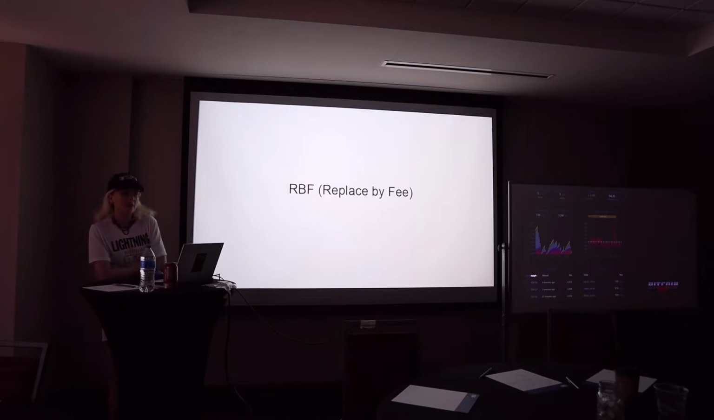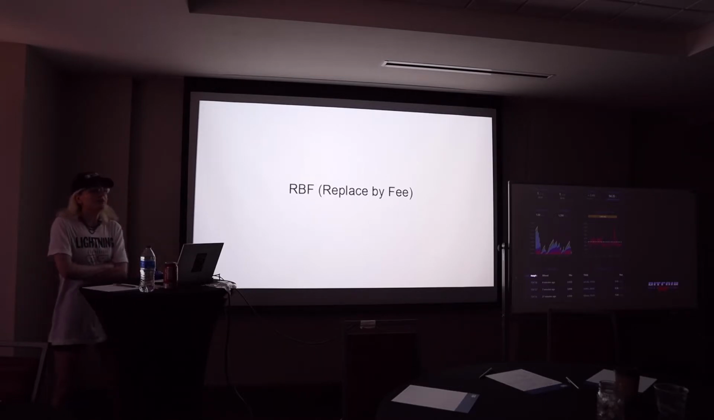The nSequence number is 32 bits, which we don't technically need 32 bits to signal for RBF. I think 1 bit would have just been fine. The reason why nSequence is greater than 1 bit is because it's not only used for RBF. So what else does Bitcoin use nSequence for? Time locks. Relative time locks.